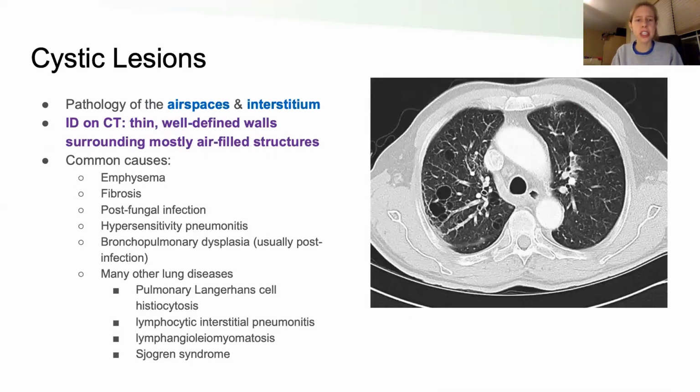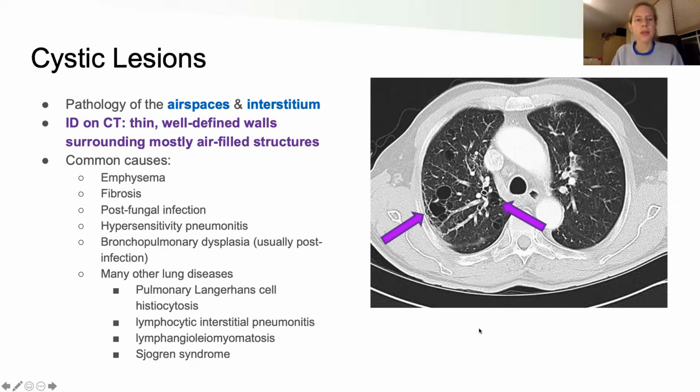Next up, we have cystic lesions. So this is something wrong in the air spaces and the interstitium, kind of like other things we talked about. So on CT, we're looking for these very thin, well-defined walls with mostly air inside them. So you can see pretty big ones over here. There's a bunch of small ones over here as well, including some in this middle mediastinum space. There's some on this left side as well.